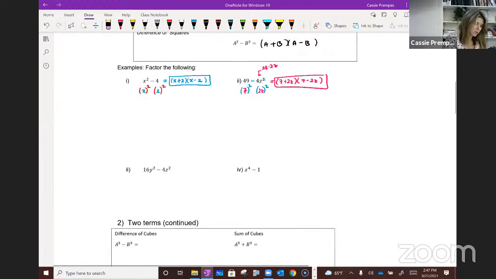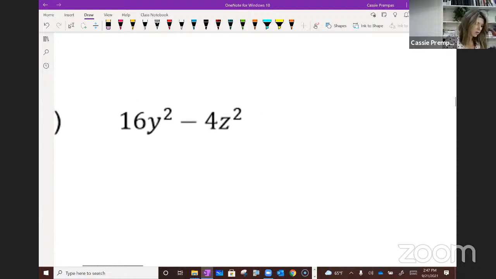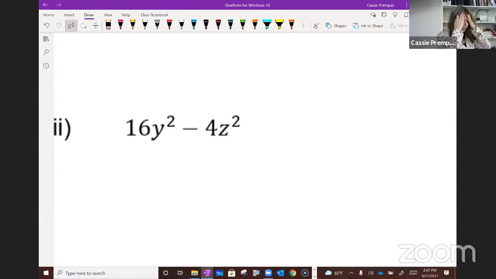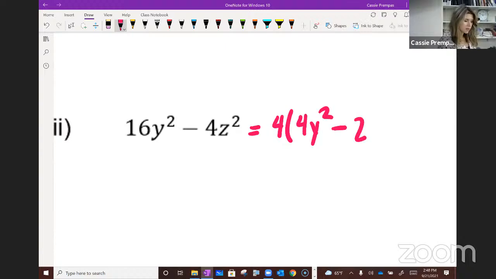All right, on to what's supposed to be number 3. What's the first step? Always, no matter how many terms I'm given, try to factor it. Take out a greatest common factor. Is there a greatest common factor in this one? Yes, what would it be? 4, good. So if I factor out the 4, I'll be left with 4y squared minus z squared.